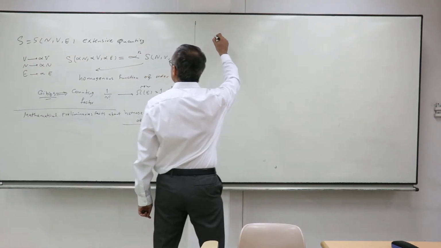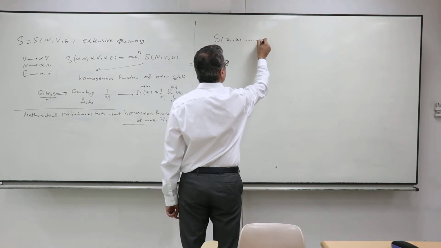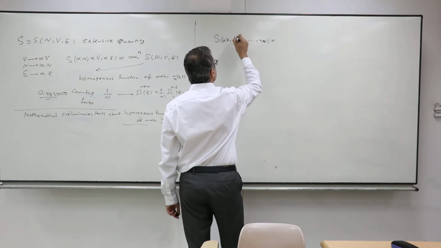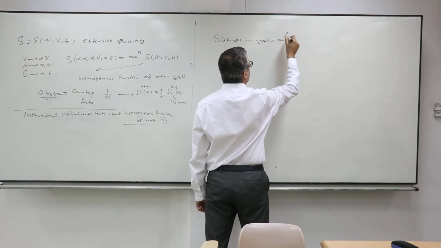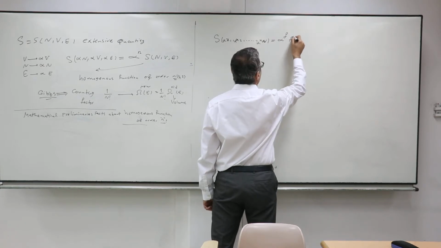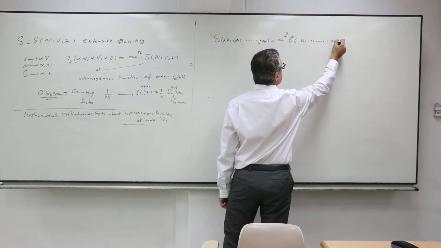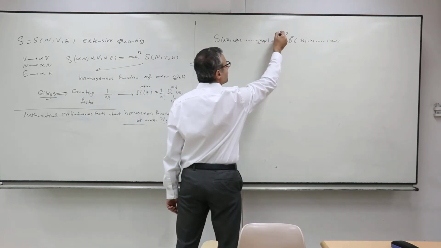So generally speaking, if you have a function S of x1, x2, up to xn, and if you multiply every coordinate by alpha, it gives you alpha to the g times the original function S. That we call a homogeneous function of order g.